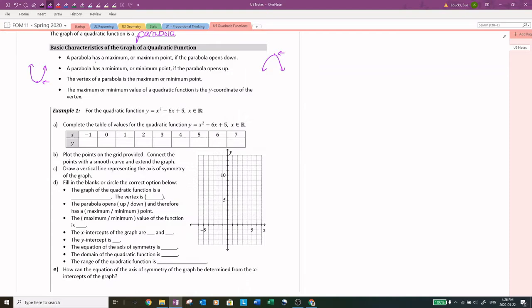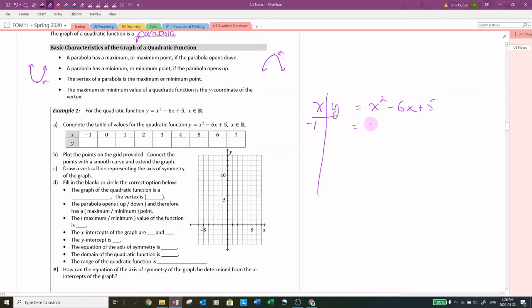All right, let's do an example so this maybe makes a bit more sense instead of just being random words that I'm throwing at you. So for the quadratic function y = x² - 6x + 5, where x is any real number, we're going to complete the table of values. Usually we do this as an up and down table, but I did it across so that it fit on the page better. So if x is -1, then we know that y = x² - 6x + 5.